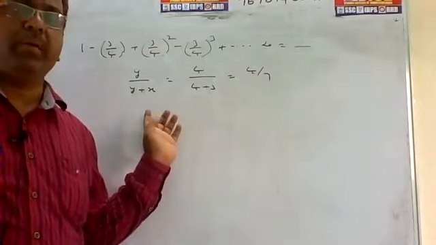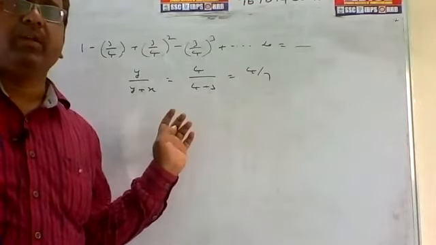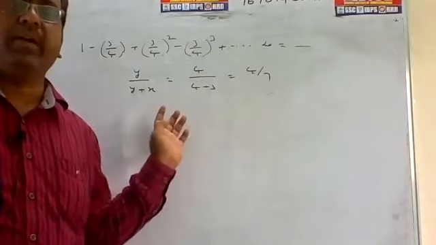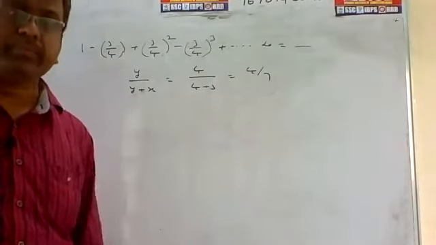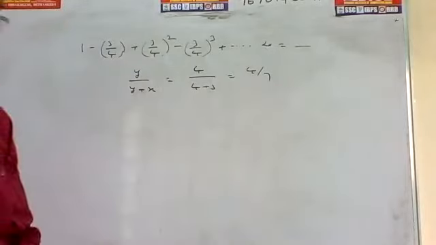Already I told you before the board, you can go for the records. Those who are coming late, go for the record. Speak the record, you can get an idea. Okay. The answer is 4 by 7. Next problem.